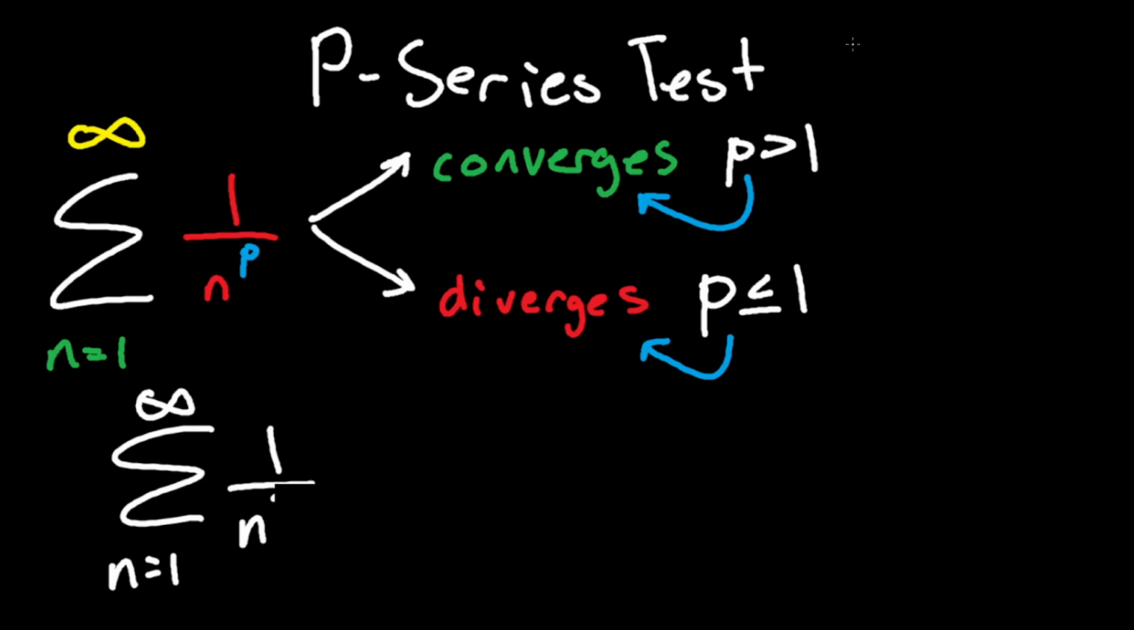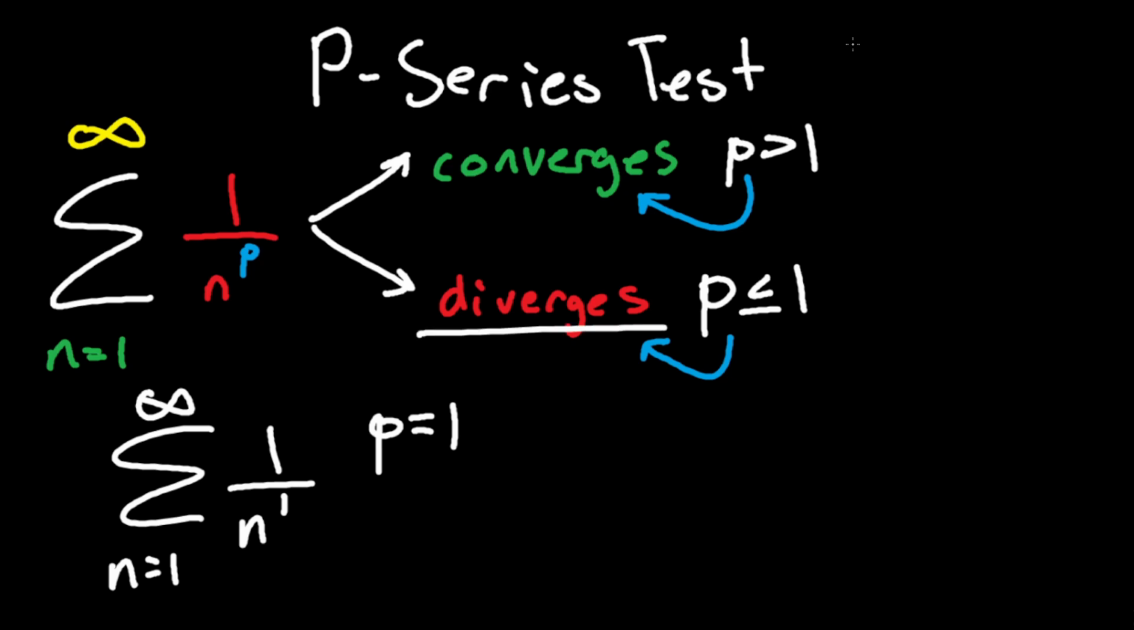All right. How about in the case of this, 1 over n? Well, 1 over n is technically 1 over n to the power of 1, right? So if you have 1 over n to the power of 1, you can simply write down that p is equal to 1, correct? That is what n is to the power of. Well, since p is equal to 1, does the series converge or diverge?